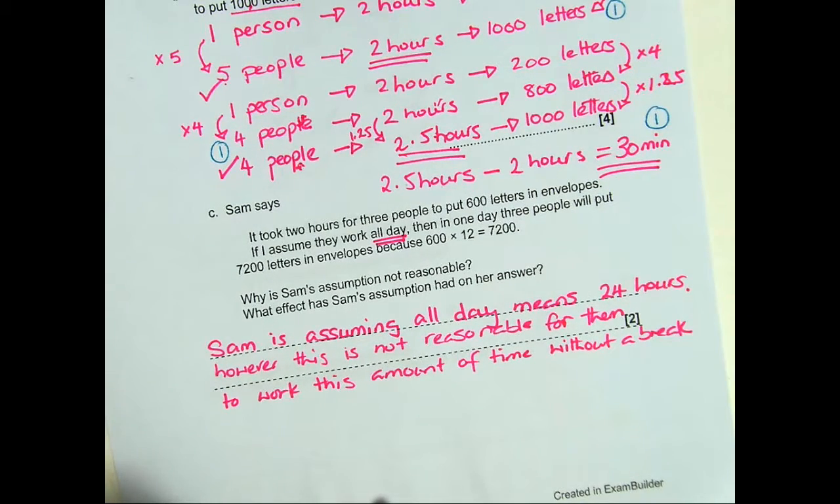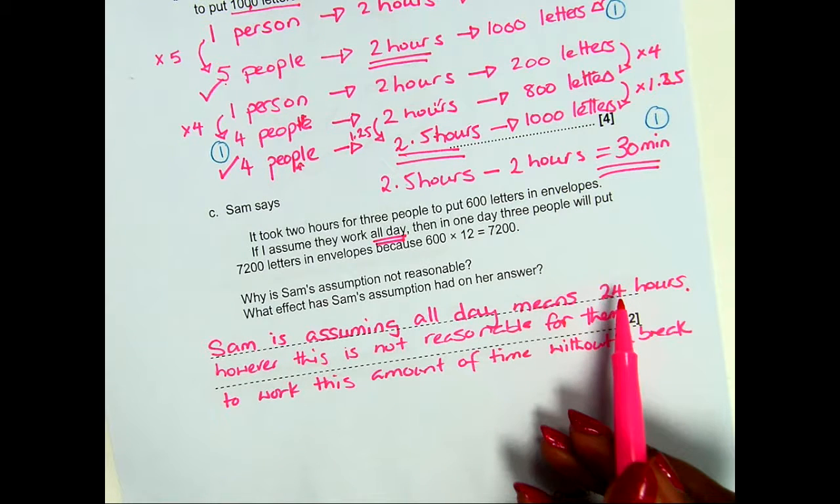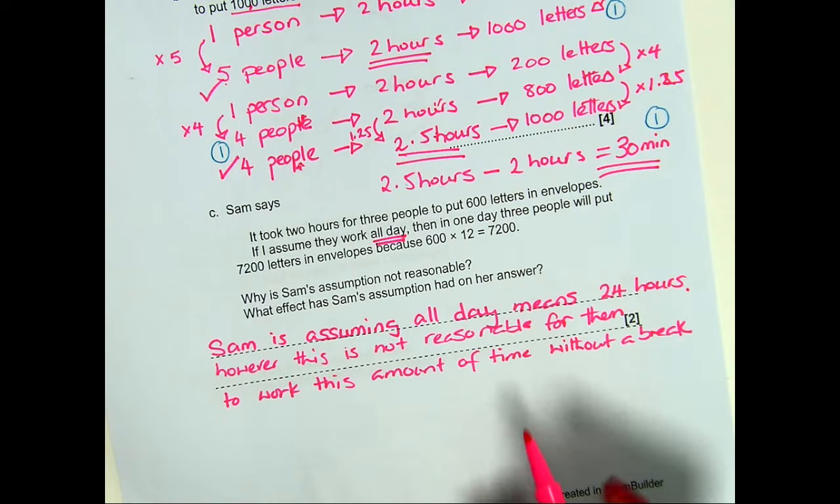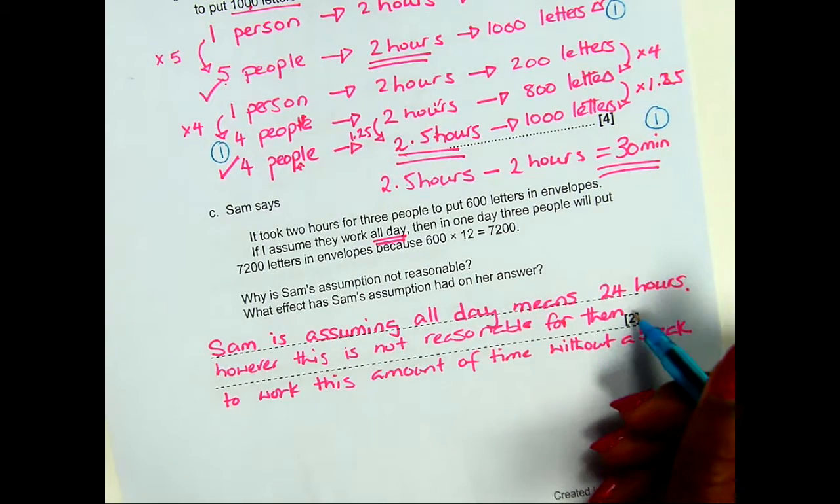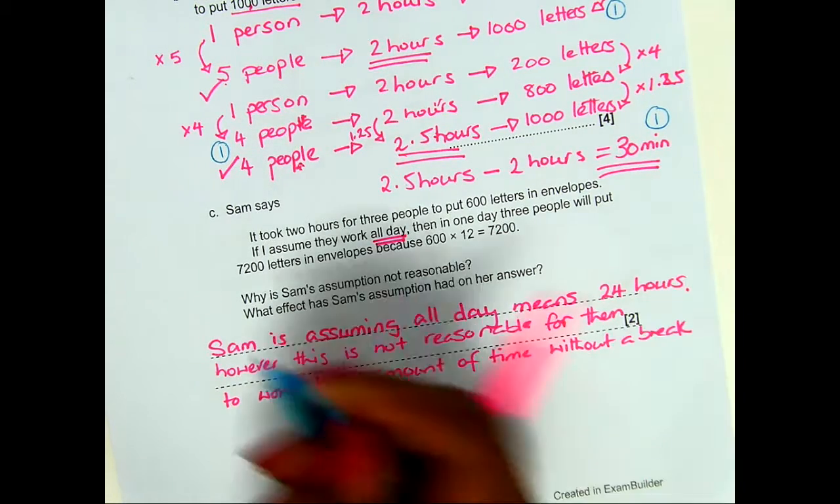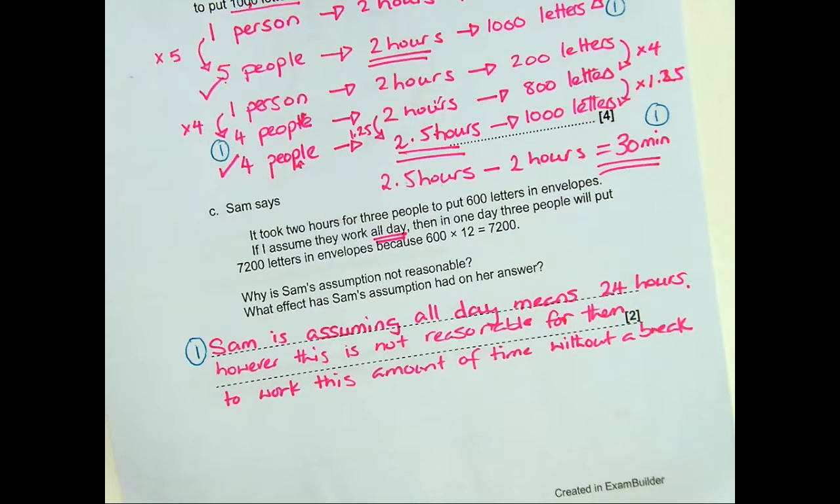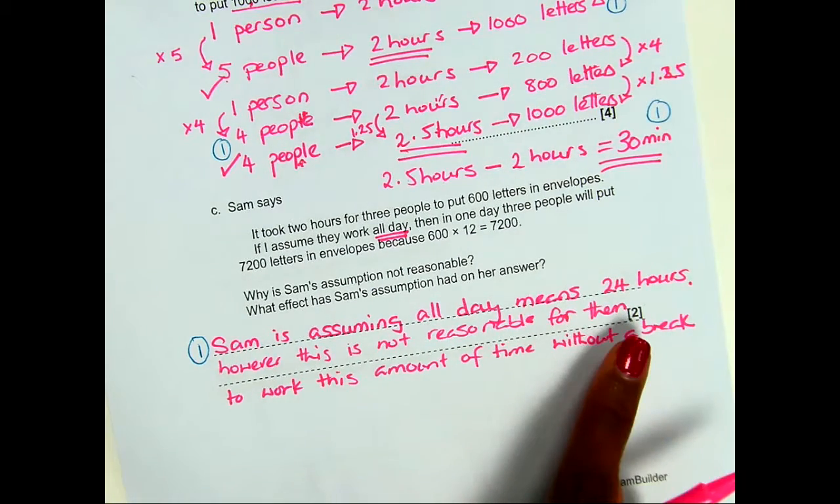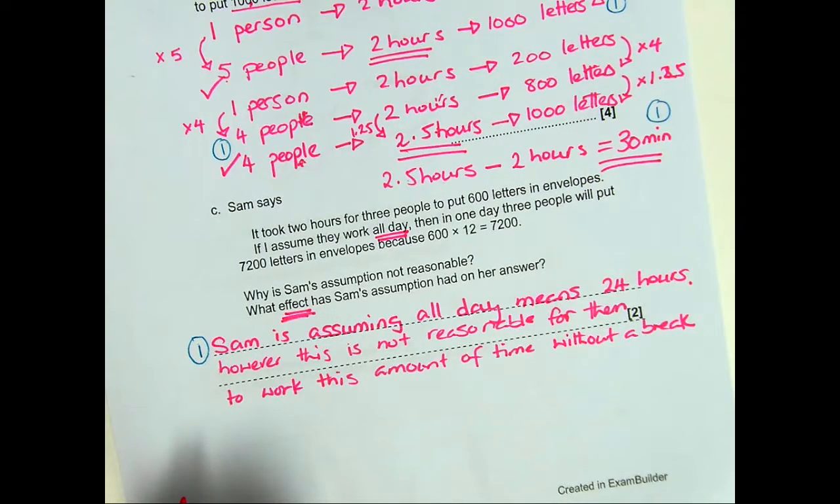And if you think about it, it really is reasonable. You don't think of anyone working that amount of hours straight without any break. So therefore, that's the assumption that Sam is making. Now, this is worth 2 marks in the exam, okay? So writing the assumption that Sam has made gives you 1 mark. The other mark comes from the effect, okay?